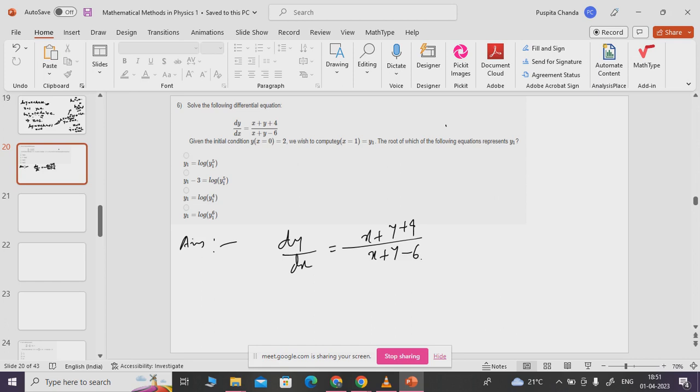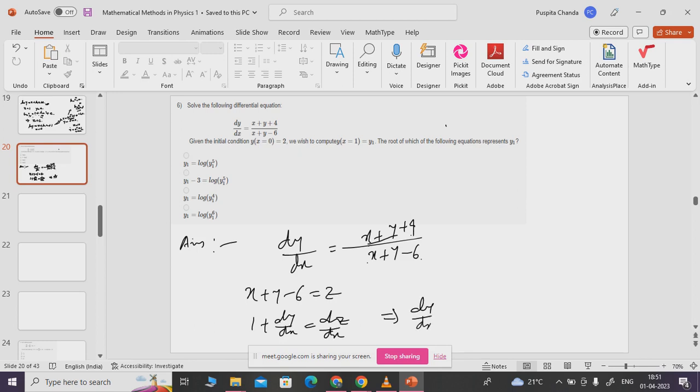For this kind of differential equation, you can take x plus y is equal to z, or x plus y plus 4 is equal to z, or x plus y minus 6 is equal to z. It doesn't matter, whichever gives you a simple calculation, do it. But basically you need to take x plus y is equal to z, because if we differentiate x plus y minus 6, the 6 part gives 0, and the plus 4 part also gives 0. So for the simplification I am taking x plus y minus 6 as z.